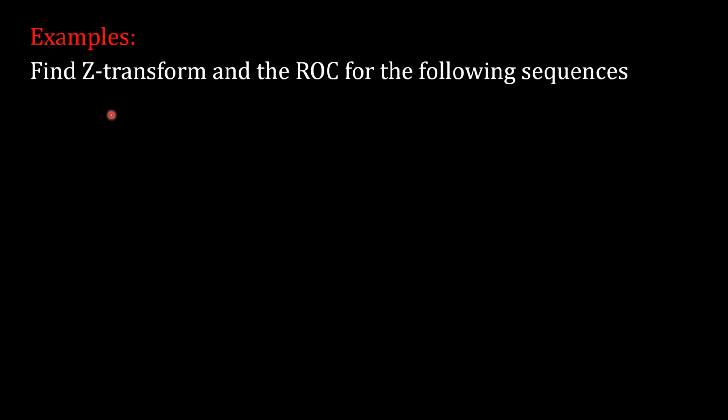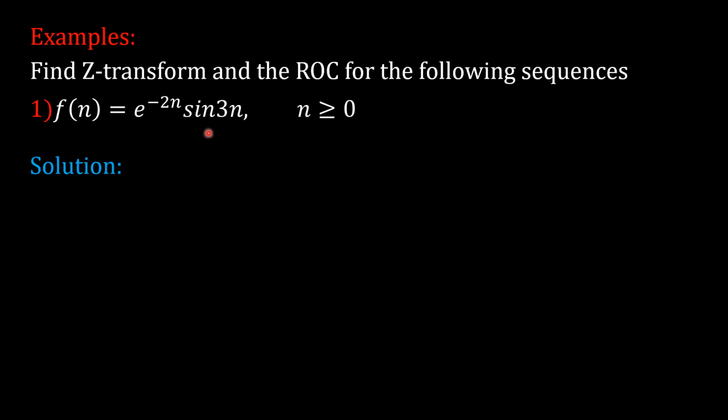Examples: find the Z transform and the region of convergence for the following sequences. The first sequence is e raised to minus 2n sine 3n for n greater than or equal to 0. In this solution, first of all, we will call this sine of 3n as g of n. So g of n is equal to sine of 3n.